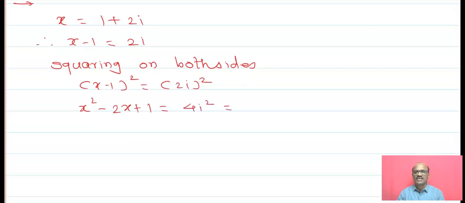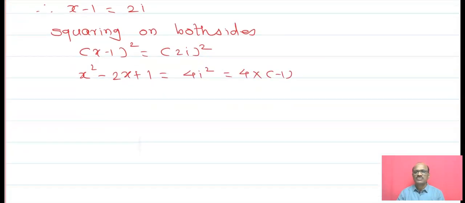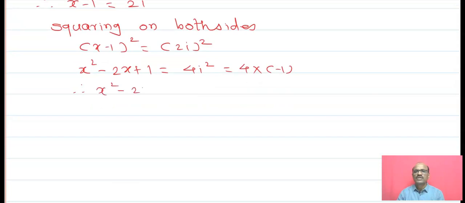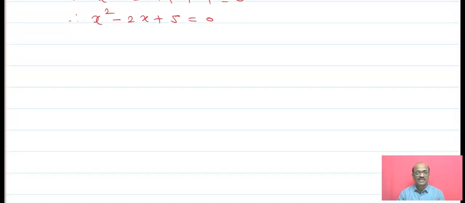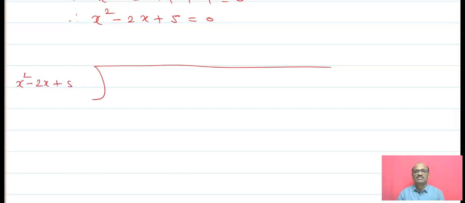x square minus 2x plus 1 is equal to 4i square, 4 into minus 1. That is x square minus 2x plus 1, and that will become minus 4, it will become plus 4, x square minus 2x plus 5 equals 0. Therefore, x square minus 2x plus 5 and x raised to 3 plus 2x square minus 3x plus 21.